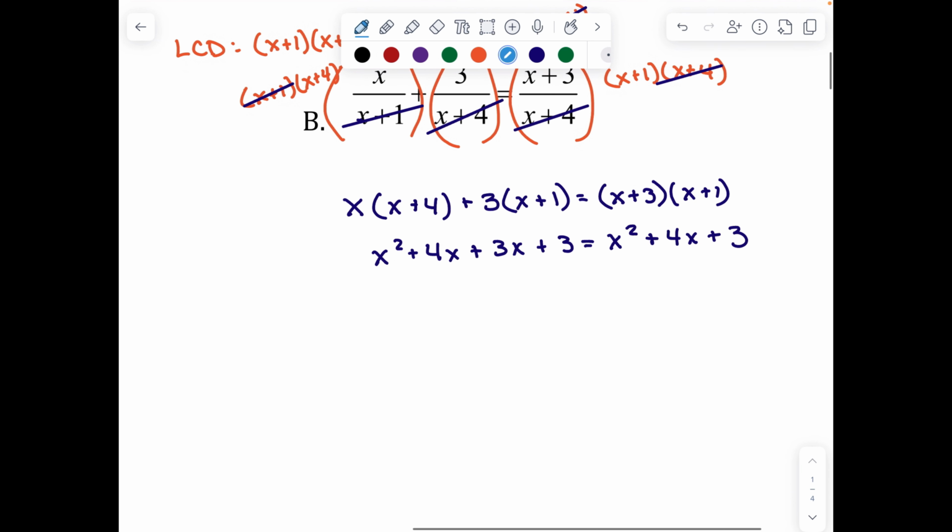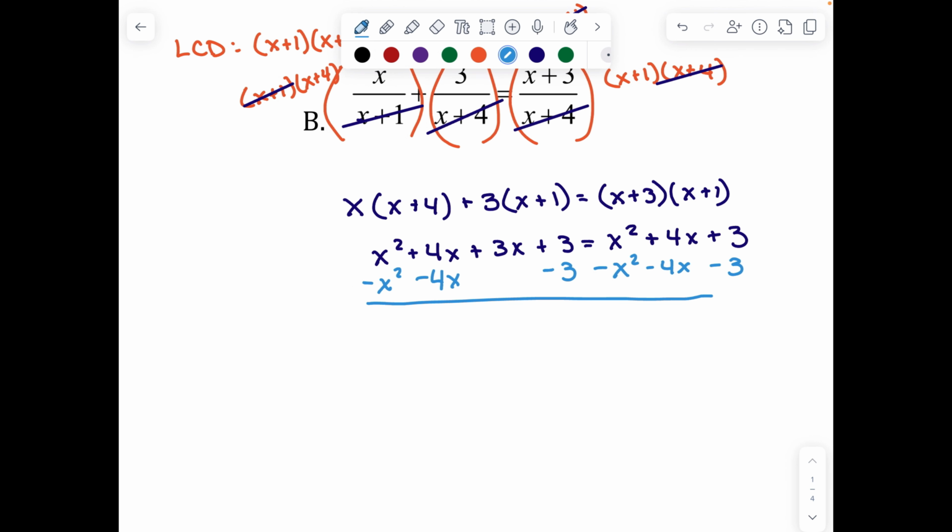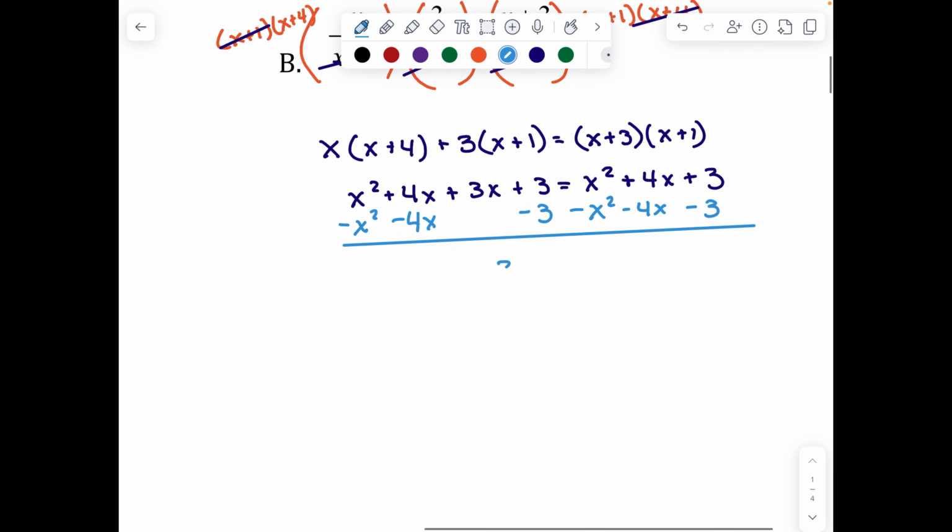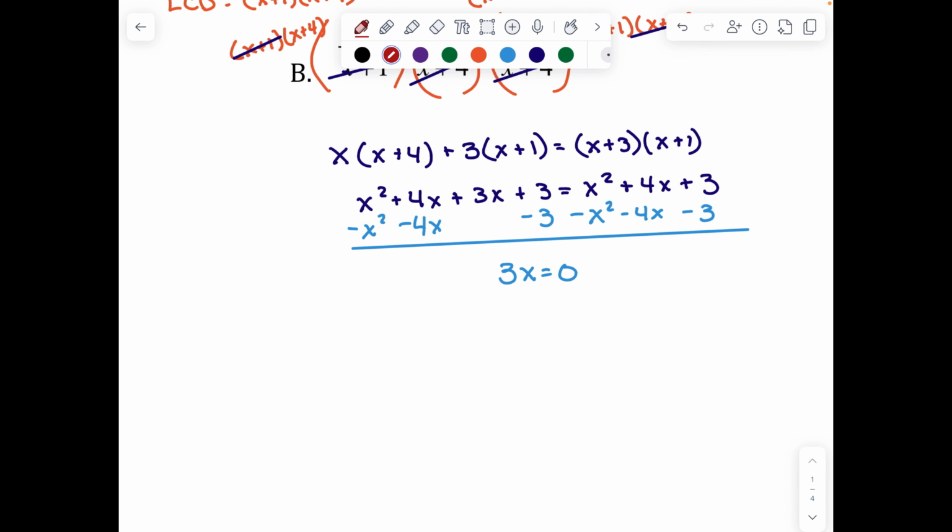So I'm going to go ahead and move everything to the left-hand side. I want to get it set equal to 0. Minus x squared minus 4x minus 3. So as we can see, most of our terms are now gone, and I'm just left with 3x is equal to 0, which just leaves me with x equals 0.